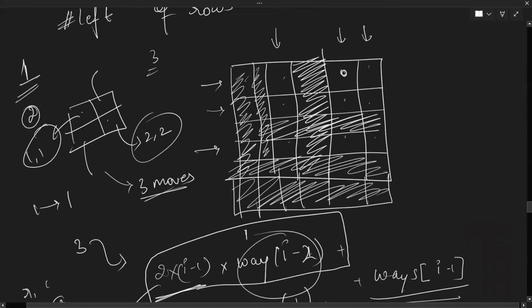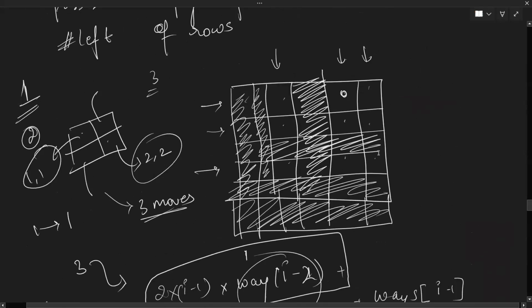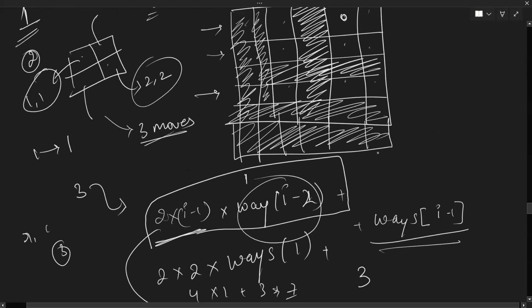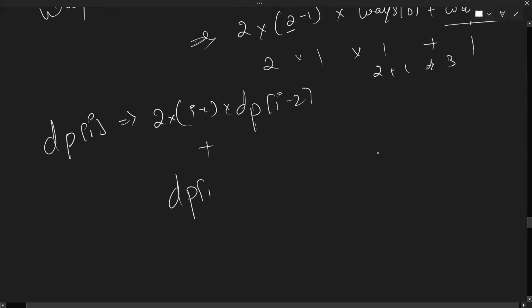So you get 7 for 3, and now this way we can calculate ways for every n. If there are n rows, you can get how many different configurations are possible. This is basically a DP question. DP of I, how to get this: DP of the ith state depends on 2 times I minus 1 into DP of I minus 2 plus DP of I minus 1.